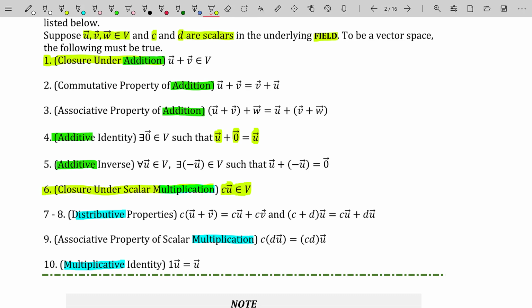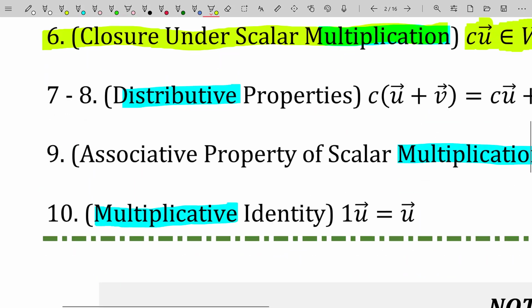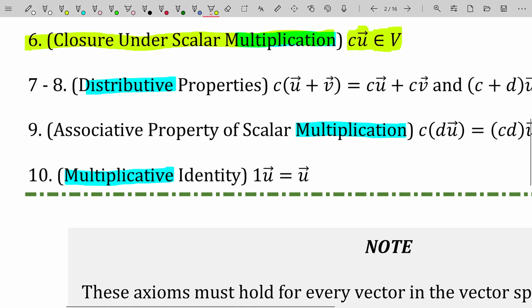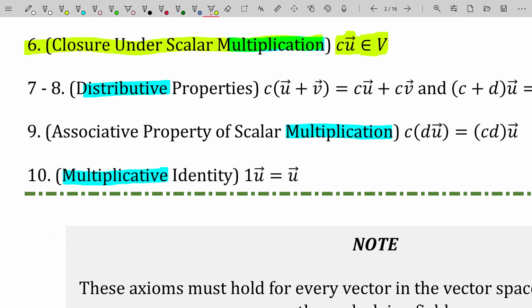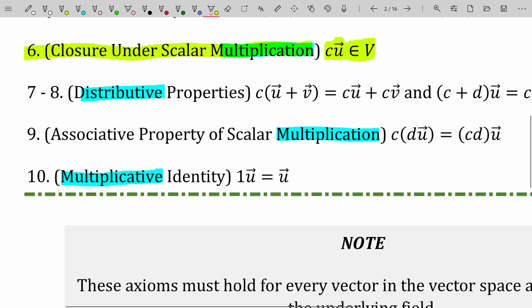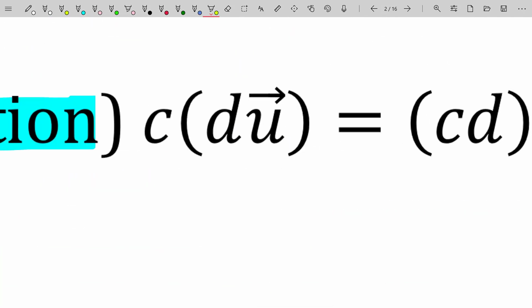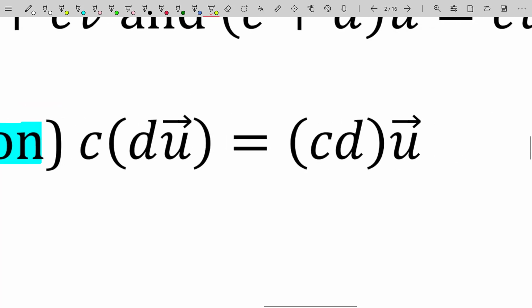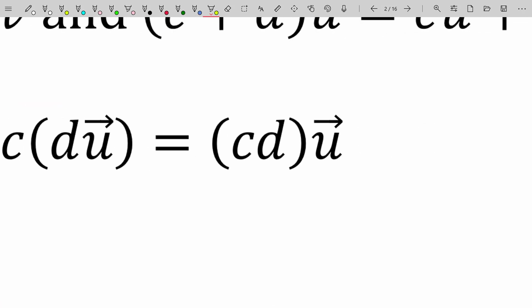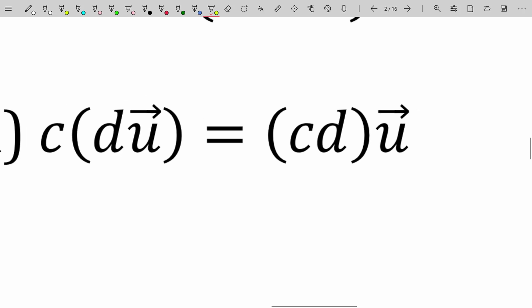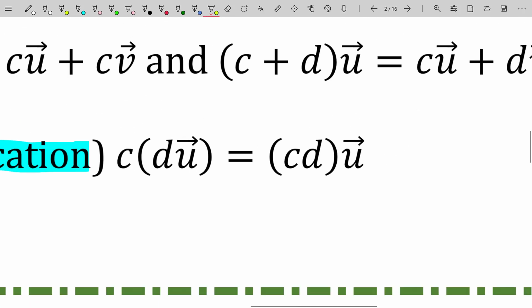a vector space. But it's the last 2 here that we'll need to finish out with so that we actually have a vector space. Axiom 9 is the associative property of scalar multiplication. It just tells us if you have a couple scalars in your underlying field and you multiply that against a vector u, well, c times the quantity d times the vector u is the same thing as c times d times the vector u. Again, if that's satisfied, you're well on your way to having a vector space.